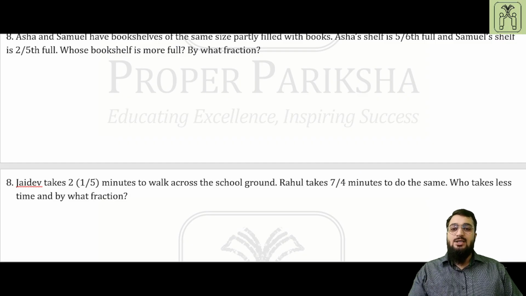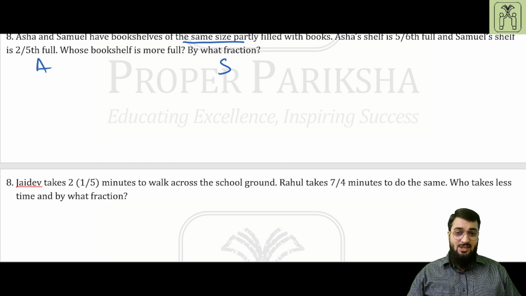Okay, Asha and Samuel, there are two people, A and S. It is to be taken note of that the bookshelves are of the same size, partly filled with books. Asha's shelf is 5/6 full, and Samuel's shelf is 2/5 full.